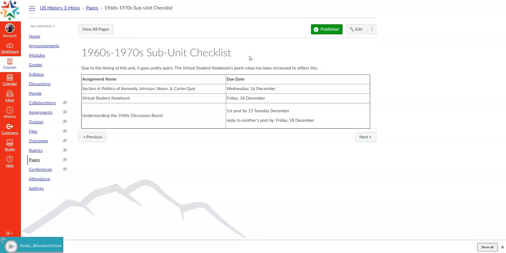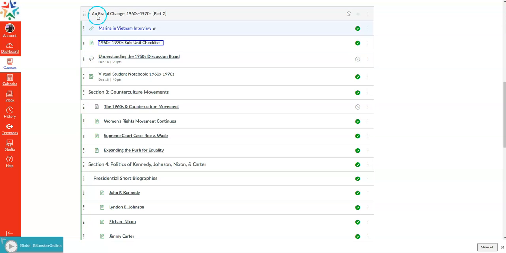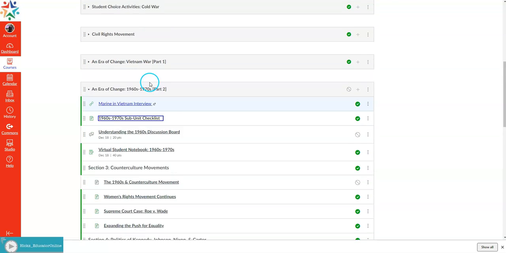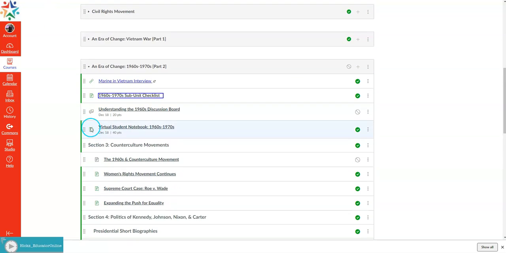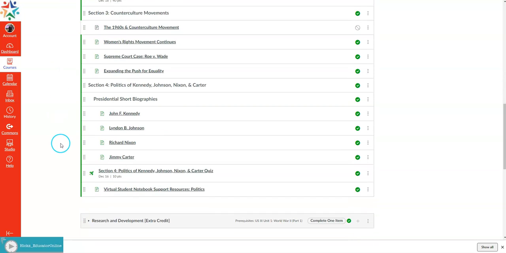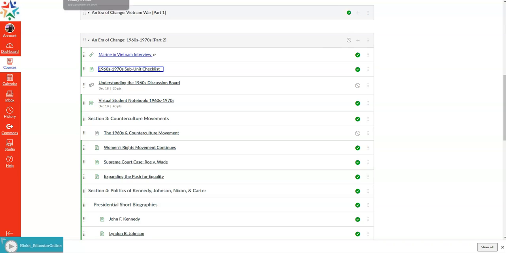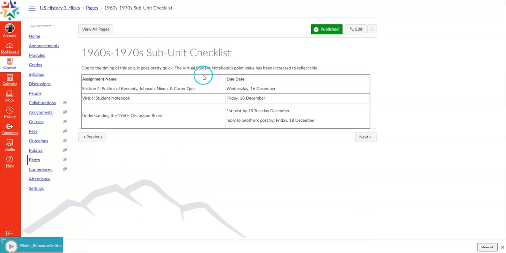What we have here is a relatively short unit, the 1960s and 70s. This is part 2 of an Era of Change unit in my U.S. History 3 course. Very short unit, just intended to give at least a very general survey of the unit so that we can get it all covered before winter break. There's not a whole lot of assignments for this unit. That literally is, I think, 2 days and a week, so very short.